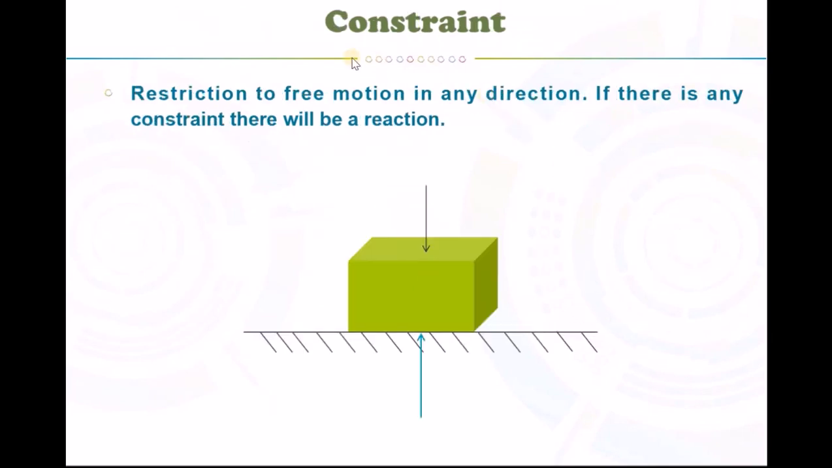One more thing we have to know is constraint. Constraint is nothing but restriction to free motion in any direction. As in the diagram, we have an object which is resting on a horizontal plane such that it is free to move along the plane, but it cannot move vertically downward. So the plane on which the body is resting is nothing but the constraint. And if there is any constraint, there will be a reaction. These points you have to keep in your mind.